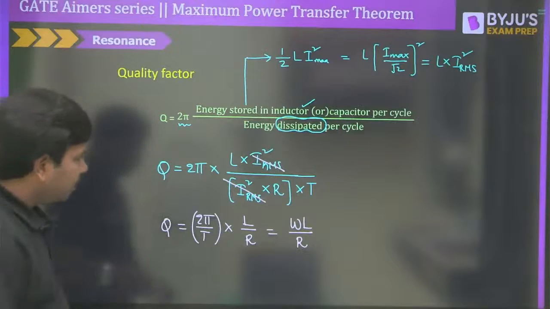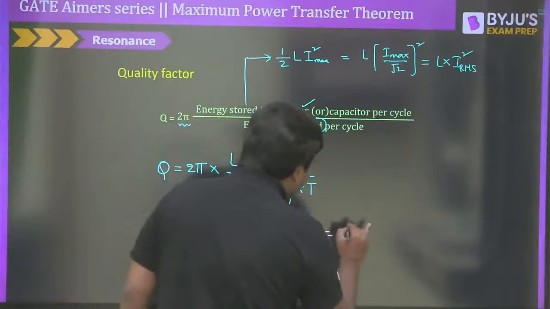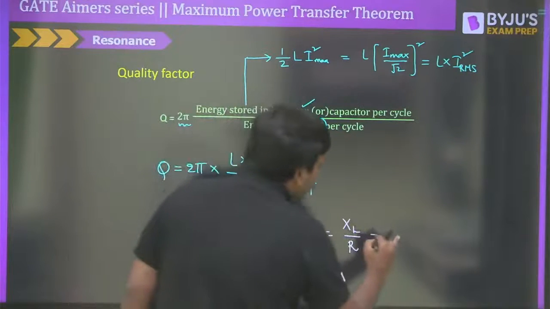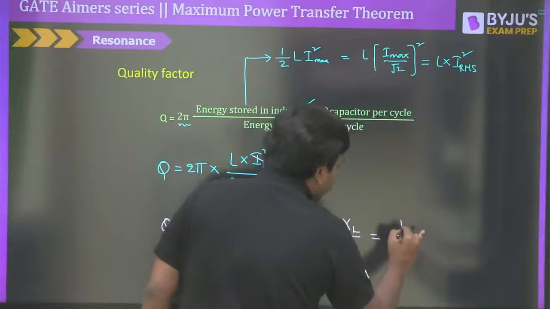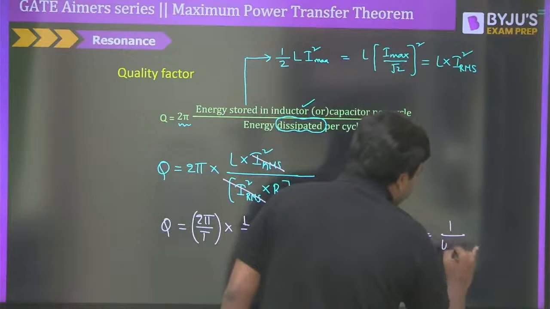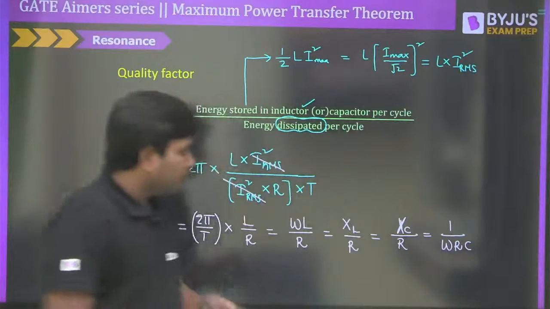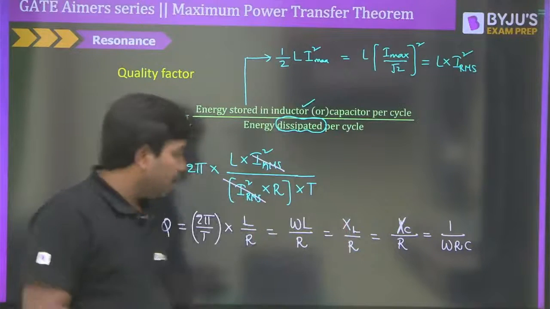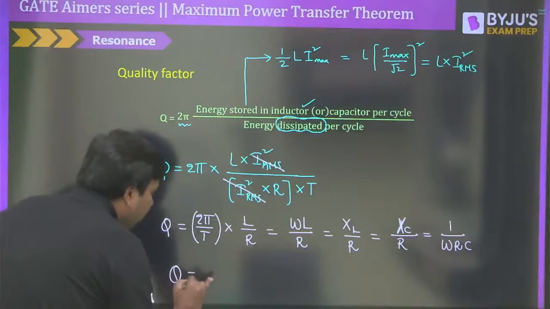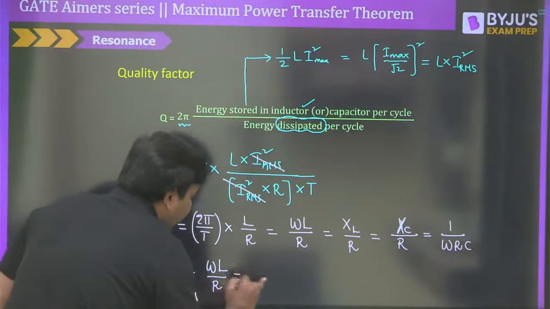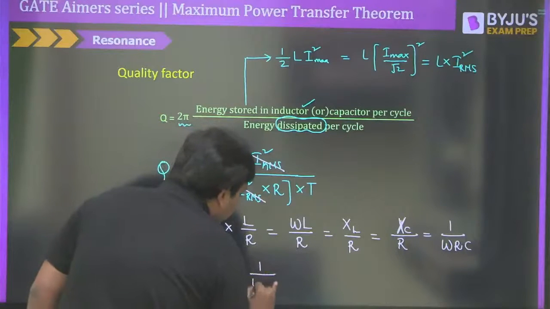At resonance, we already know, in fact, omega L by R can be written as XL divided by R. And at resonance, we know that XL is equal to XC. So therefore, this can be written as XC divided by R, which is equal to 1 divided by omega into R into C. That's all. Because at resonance, we know that in a series RLC circuit XL is equal to XC. That's why I have made all this clear. Therefore, finally the quality factor could be written as either omega L divided by R, this is one way of writing it, or else we can even say 1 by omega R into C.